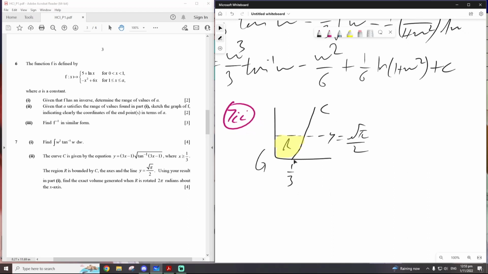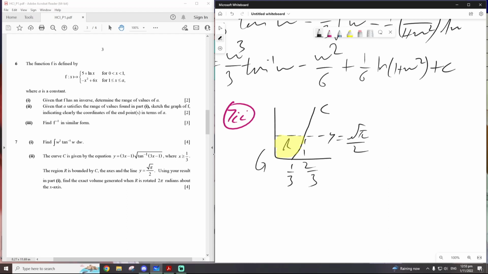So how do we find this volume? Well, we can find the volume generated when we rotate the curve from 1/3 to root pi over 2. And where is this intersection point? This turns out to actually be 2/3 exactly. The reason is if you put 2/3 in here, you will get 2 minus 1, which is 1. And then tangent inverse of 1 is pi over 4. So you get square root of pi over 4, which is root pi over 2. Okay, so it's exactly 2 over 3.